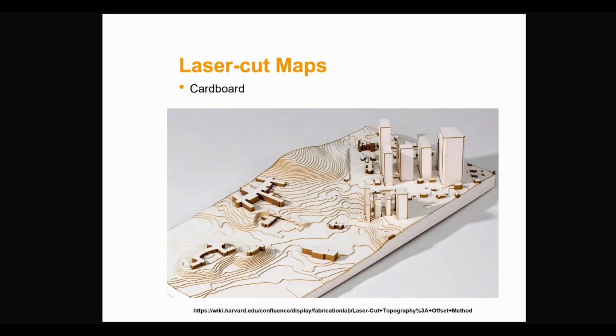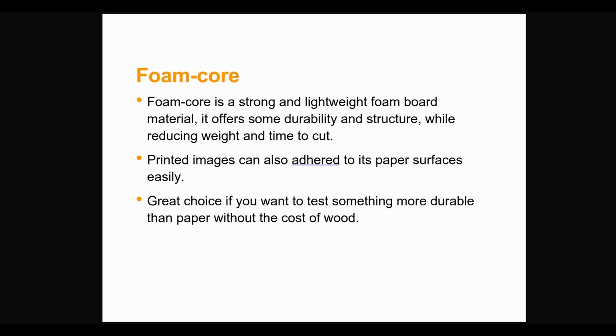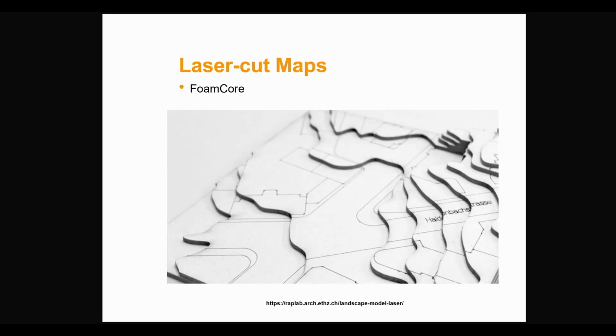Cardboard is a great material if you want something a little sturdier than paper, but not quite as thick and expensive as wood. Foam core is a strong and lightweight foam board material. It offers some durability and structure while reducing weight and time to cut. Printed images can also be adhered to its paper surfaces very easily. This is a great choice if you want to test something more durable than paper without the cost of wood. It's a thicker material, but the paper surface allows you to then add artwork directly to it.